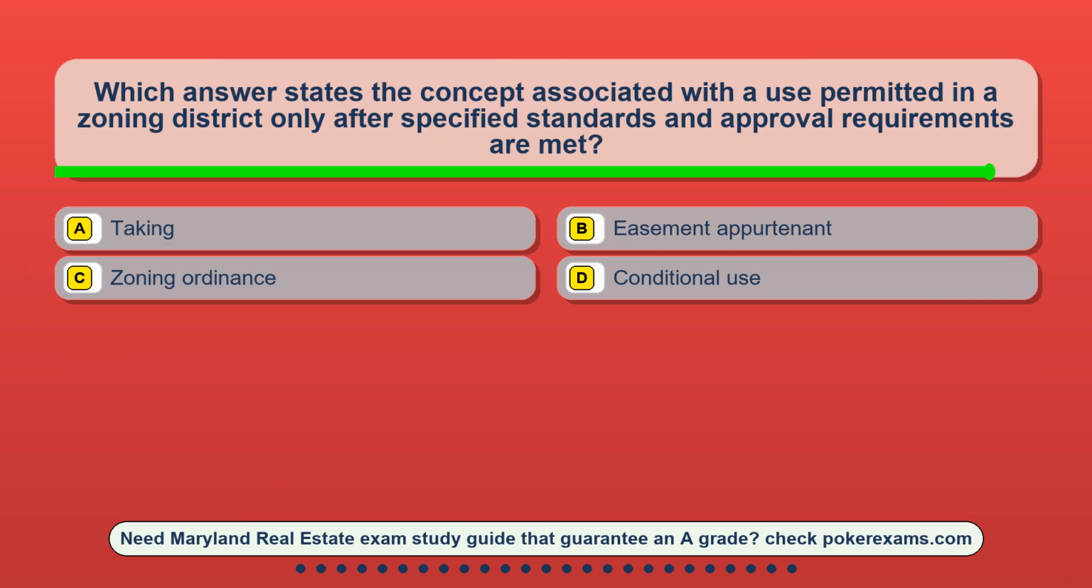Question 15. Which answer states the concept associated with a use permitted in a zoning district only after specified standards and approval requirements are met? Option A, taking. Option B, easement appurtenant. Option C, zoning ordinance. Option D, conditional use.